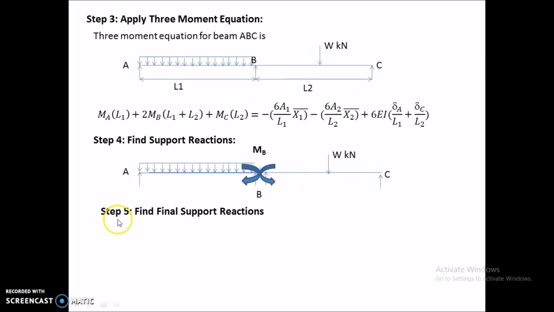Now the next step is to find the final support reactions. We had calculated the RA value here, and we had calculated 2 RB values here. By adding both the RB values, we will get our RB value, that is our final support reaction. And we also found out the RC value here. These are our final support reactions. Using these final support reactions and these moments, we can draw the bending moment diagram and shear force diagram.